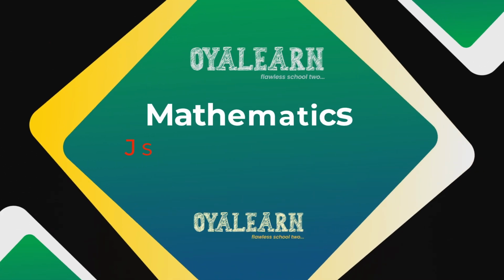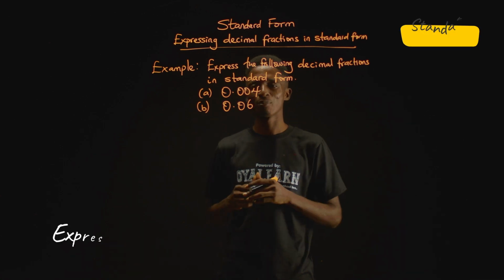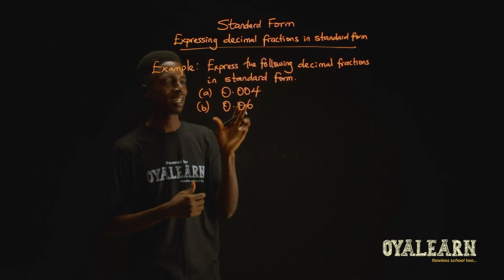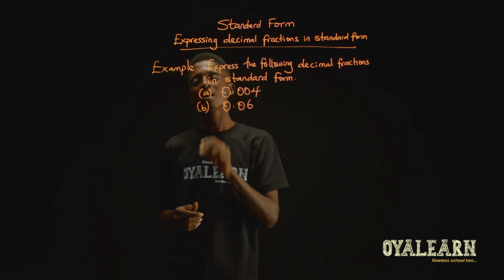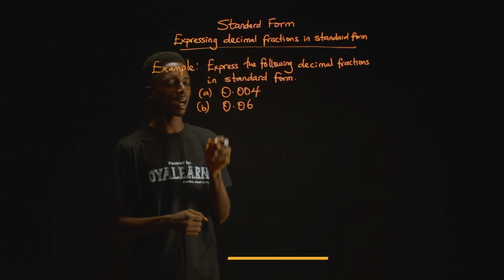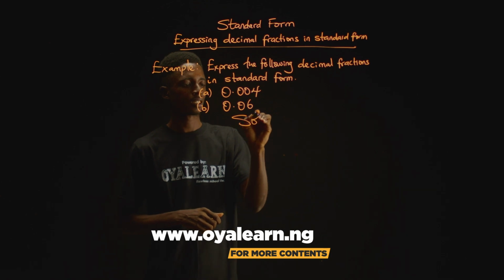Let us learn how to express decimal fractions in standard form using this example. So the example says we should express the following decimal fractions in standard form. For A, we have 0.004, and then in question B, we have 0.06. Now this is how we do it.